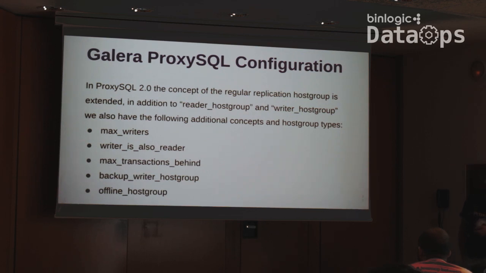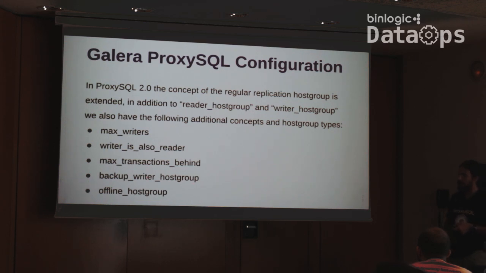This was extended for group replication, having also some more parameters like the maximum number of writers, and whether the writer should also be a reader. Then for group replication there was max_transactions_behind, but basically if one of the servers was behind the writer by a certain number of transactions, it was taken out from the cluster at the ProxySQL level, at the group replication level. And then there were also two more hostgroups.